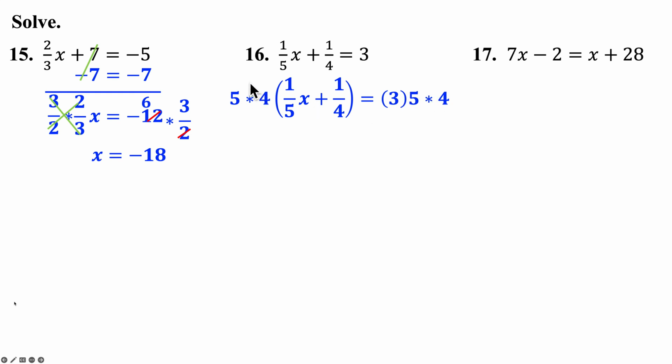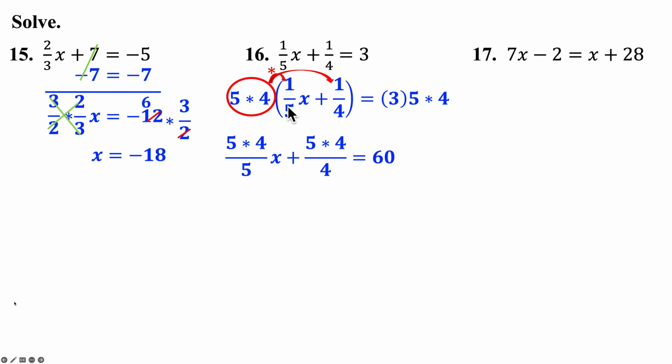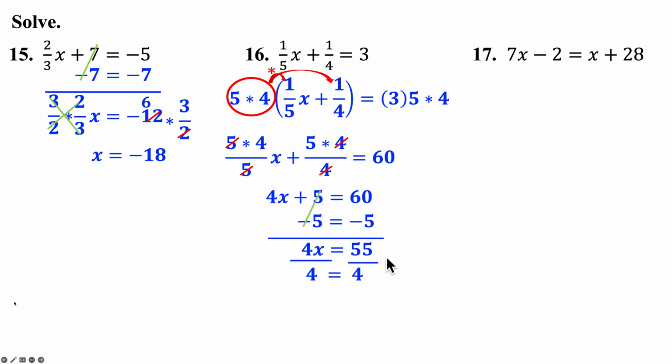Now here what's going to happen is when you multiply this into the parentheses, I have 5 times 4 over 5 times my x, and 5 times 4 over 4. 5's get to cancel, and then the 4's get to cancel. We now have 4x plus 5 is equal to 60. Look, Mom, no fractions. Subtract over the 5. 4x equals 55. We divide by 4. X is equal to 55 over 4.